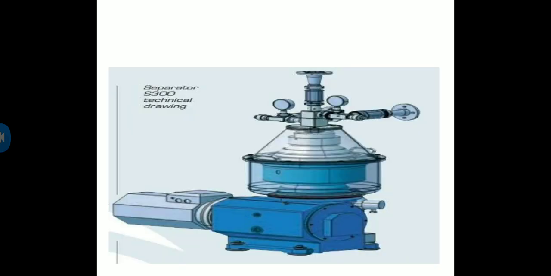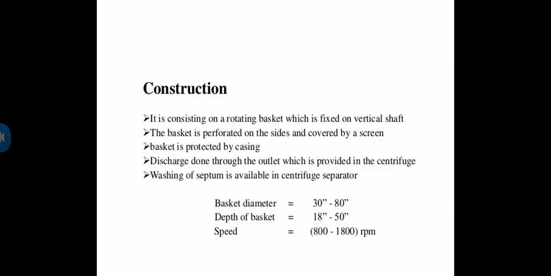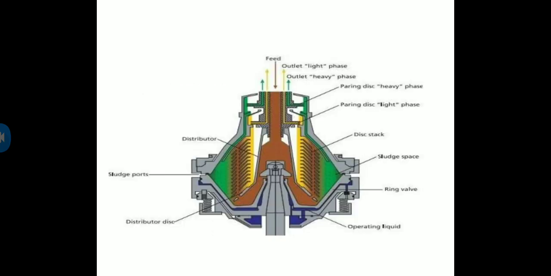This is a diagram of our centrifugal separator. The construction of the centrifugal separator consists of a rotating basket fixed on a vertical shaft. The basket is perforated on the sides and covered by a screen basket, which is protected by a casing. Discharge is done through the outlet provided in the centrifuge, and washing of the septum is available in the centrifuge. The speed is 800 to 1800 rpm.